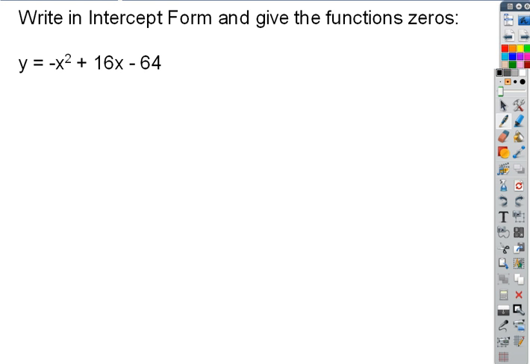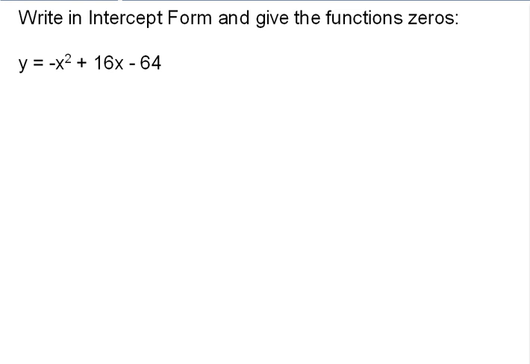Write in intercept form and give the function's zeros. This sounds kind of tricky, but what are we really doing here? The same thing we just did. We talked about intercept form in 5.1, but you might recall that at the time I said it's really just factored form. That's all it is. We're just going to factor this thing, and then that puts it into intercept form. The x-intercepts, we can now see, are nothing more than the solutions of this equation. They're just the zeros. So if we factor this, let's see, what could we do?